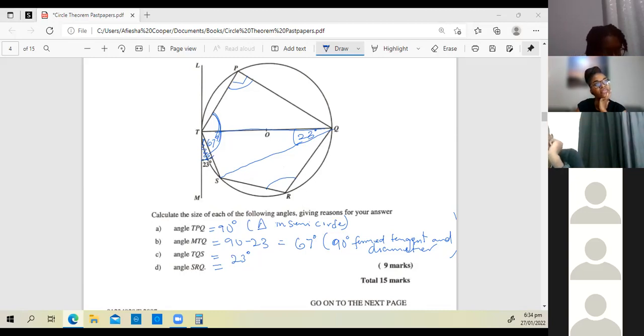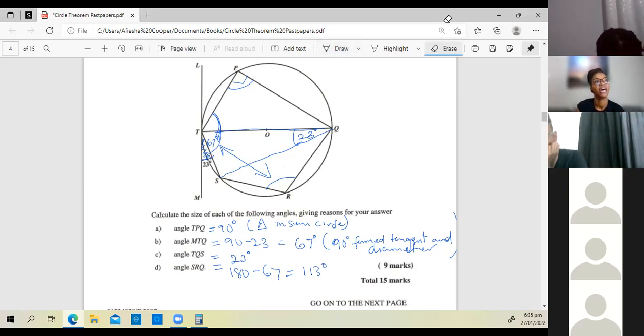Minus 23 from the 90 degrees, which will give you the 67, and 180 minus 67 is 113. We could just say opposite angles in a cyclic quadrilateral. TQRS is a cyclic quadrilateral. That part is 67, so it's going to be 180 minus the 67, which is 113. Good job. We had to have the eye for it, you know?